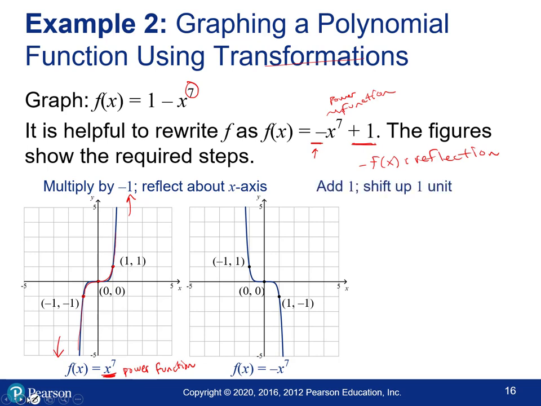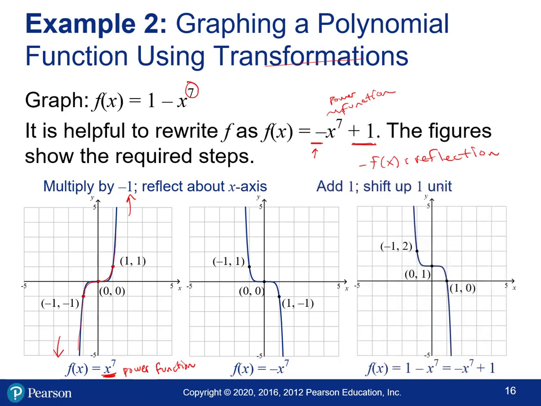Remember what that's going to look like? It's going to shift your graph up 1 unit, because that is this transformation where we have a vertical shift up. So we're going to take our whole graph, and we're going to move all the points up 1 unit, and then plot our new function. And so that is our polynomial function, negative x to the 7th plus 1, using transformations of this power function.